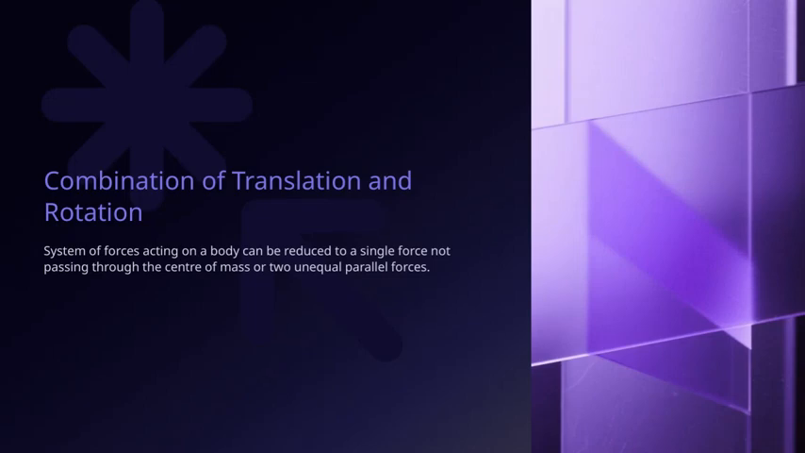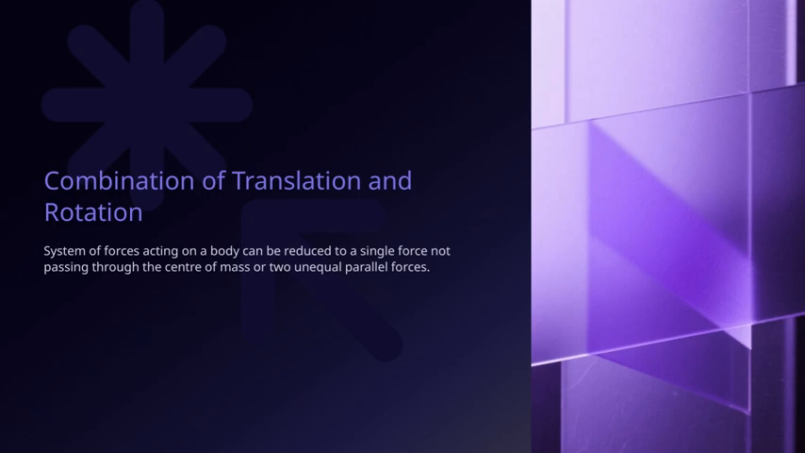Now, let's explore how the system of forces acting on a body can be simplified. Essentially, any complex set of forces can be reduced to a single force. This single force might not pass through the center of mass, which is an important point to remember. Alternatively, these forces can be represented as two parallel forces that are not equal in magnitude. This simplification is very useful because it helps us analyze and understand the effects of the forces more easily.